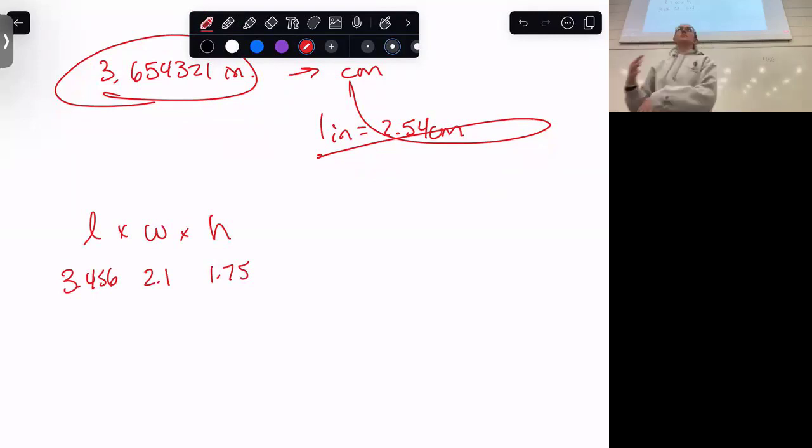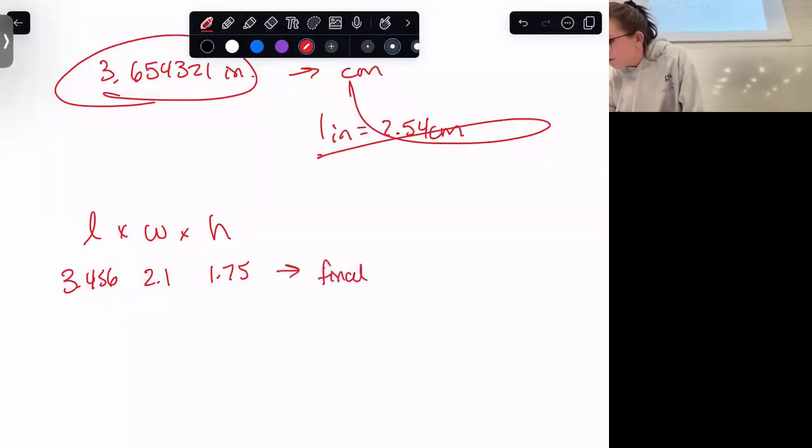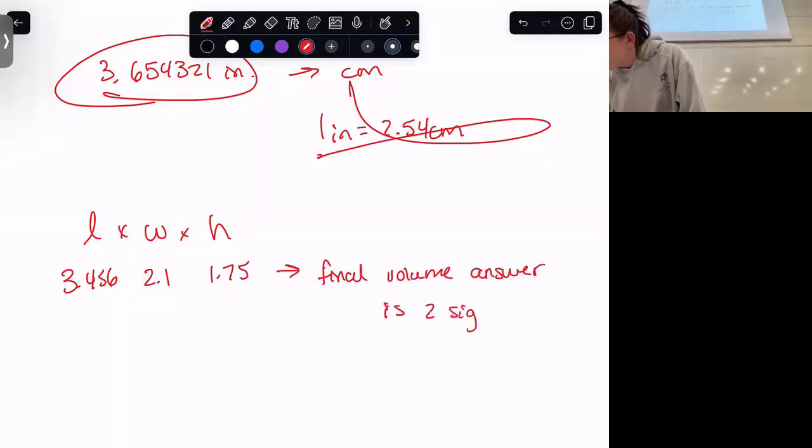You have to convert all of this to centimeters, maybe kilometers, whatever. You're going to go based off of what has the smallest number of sig figs. How many sig figs is smallest here? 2. So your final answer is 2 sig figs.